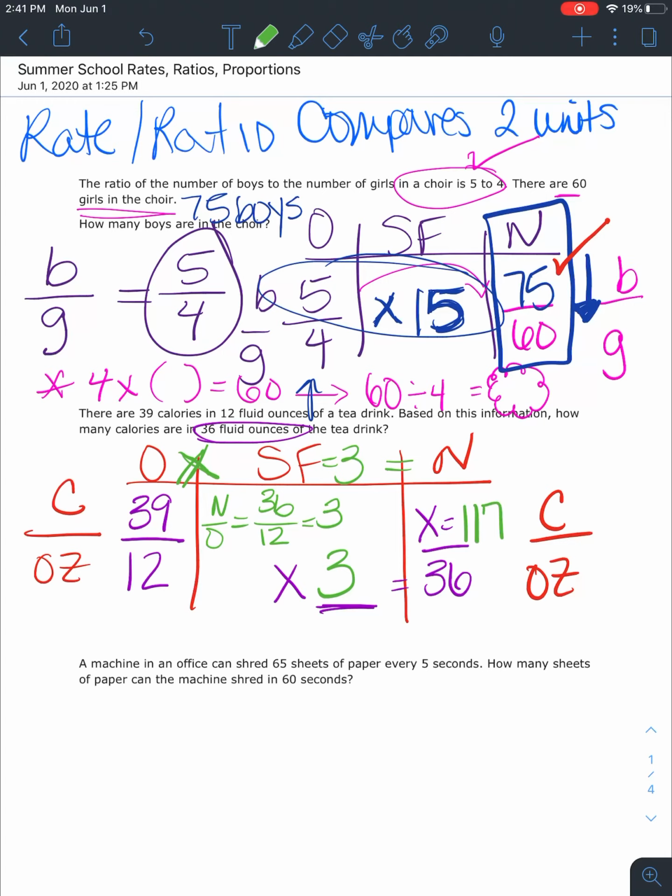Now I want to backtrack. Whenever we get a number right there, I like to check it real quickly to make sure I didn't make a mistake, because there are so many areas where we could make a mistake. I want to double check that 12 times 3 equals 36. So click, clack, clack, clack. This is me typing in the stuff. Oops. 12 times 3 is 36. So that's correct. So I'm carrying through. There's my answer. So if I drink 36 fluid ounces, that's 117 calories.